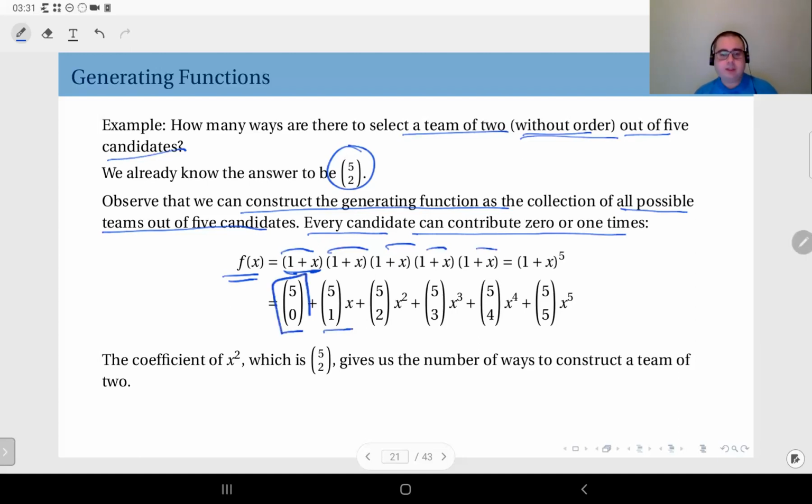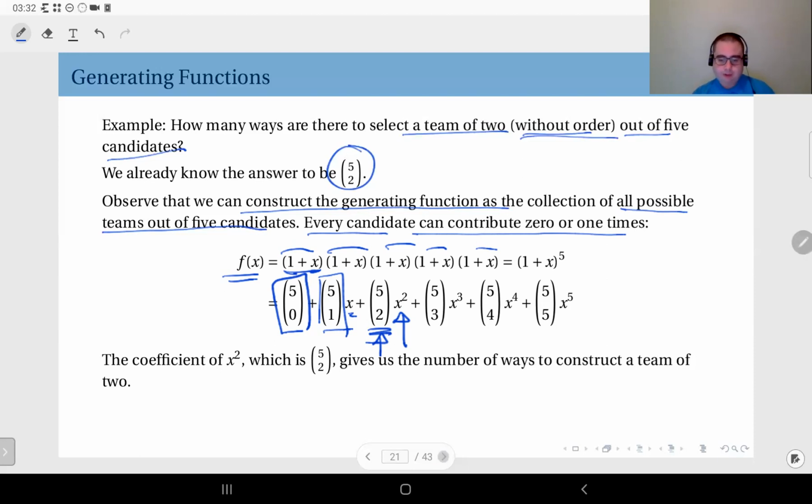And this gives me the number of teams with 0 members. So 5 choose 0 is 1. So the number of teams with 0 members is 1. There is no alternative. And this x to the power 1 is the number of possible ways to construct teams of 1 out of 5 people. That's 5 choose 1 as expected. And this is the answer we are looking for, 5 choose 2, x to the power 2. So this coefficient here is the number of ways to construct teams of 2 out of 5 people. Okay, so you get the idea.